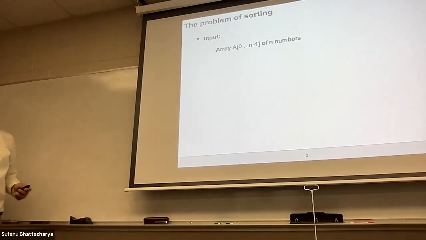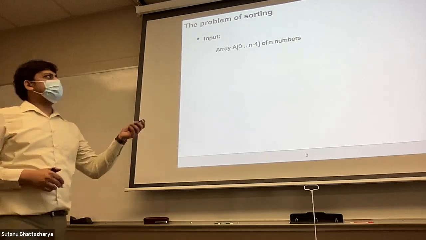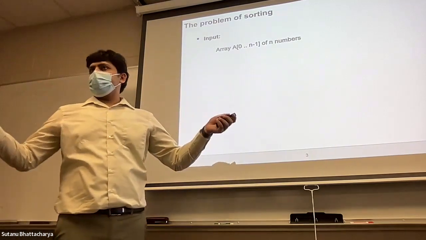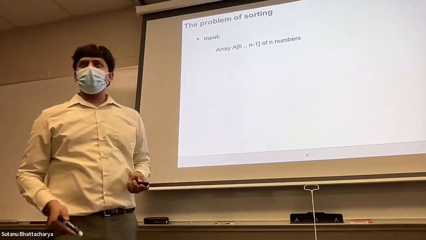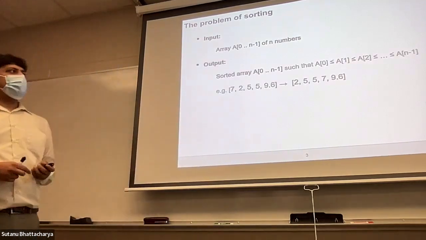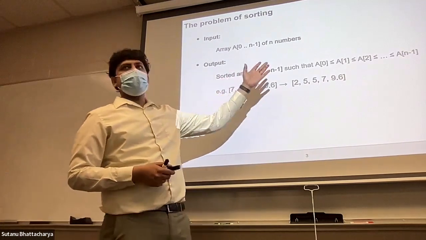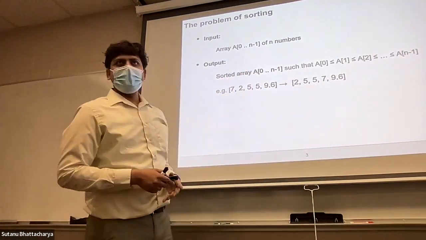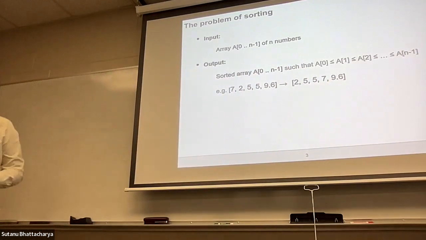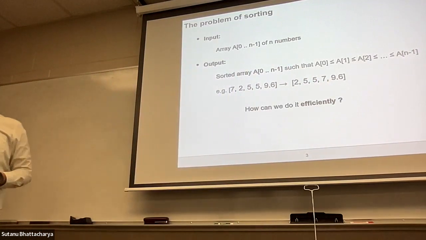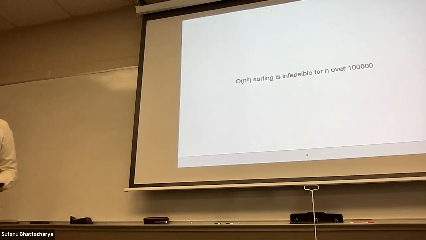So what is the problem? Input is an array with n elements, and it is not in order, and you have to make it in order, either in ascending order or descending order. You know what sorting is, right? So this is the sorting problem. Now, how can we do it efficiently? Obviously we need a correct solution. At the same time, we need efficient solutions. So how can we do this sorting efficiently?